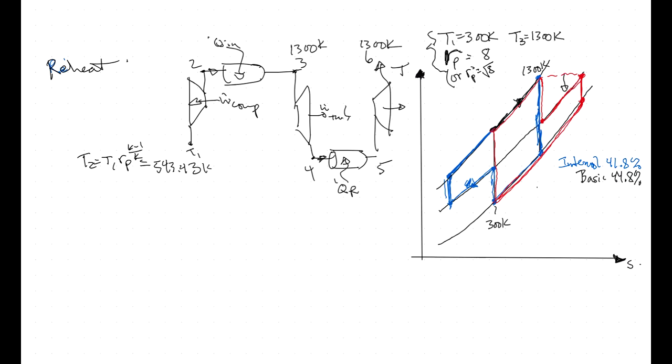But now T4 is going to be equal to the expansion through the partial turbine. So it's T3 times (1 over the square root of RP) to the (K minus 1) over K. I computed it, you'll find this is 965.9 Kelvin. And this is equal to T6 because we have the same pressure ratio through both. And T5 is going to be 1300 again. So I have the same incoming temperature to the turbine, the same pressure ratio of square root of 8. These points here don't line up just because my plot isn't so good there, but this line should come all the way down to here.